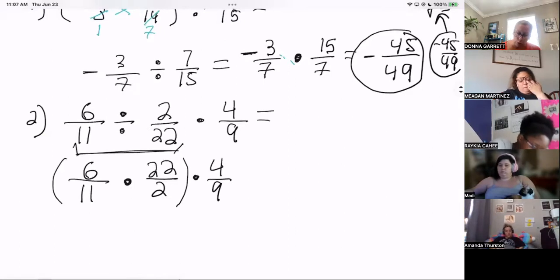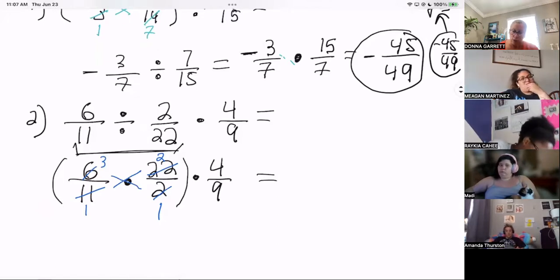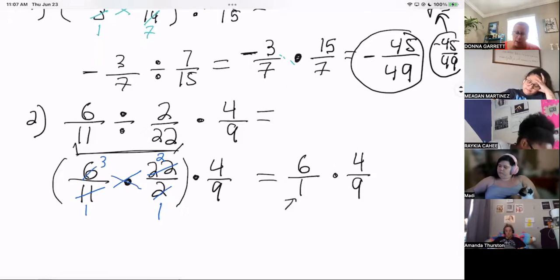So I'm going to cross simplify here. I can divide them both by 11. That's 1 and that's 2. And I'm going to look here and I can cross simplify there, divide by 2. That's 1 and that's 3. So what do I really have? Well, I have 3 times 2 is 6 over 1. I'm going to leave it that way though, 6 over 1 times 4 over 9. We're doing fractions, so keep it as a fraction.